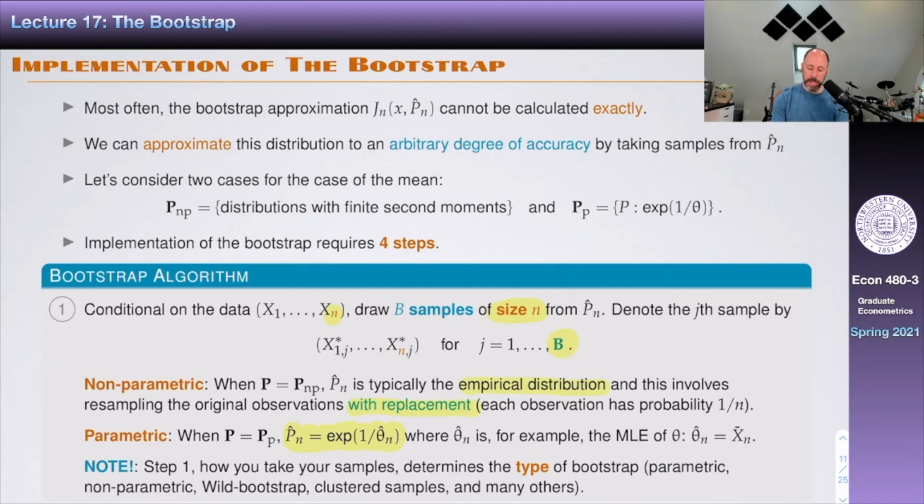So I wrote here, note, step 1: how you take your samples determines the type of Bootstrap that you use. I wrote here parametric and non-parametric, which are the two that I described, but there are others that I'm not going to describe, for example wild Bootstrap, cluster Bootstrap, and so on. The first step is where you determine the type of Bootstrap that you use. If tomorrow you learn about the wild Bootstrap, you're going to see that it essentially changes this first step and keeps steps 2, 3, 4.